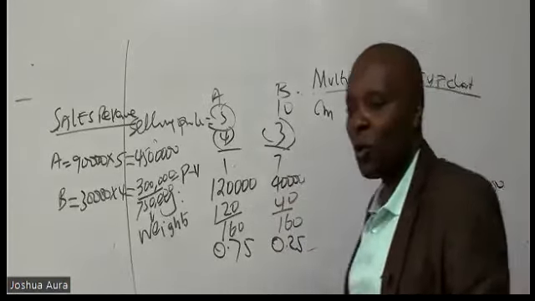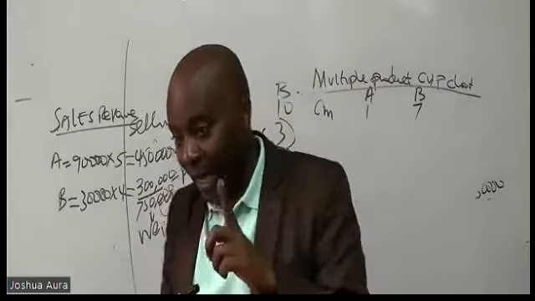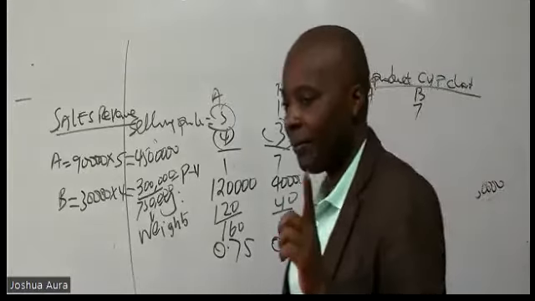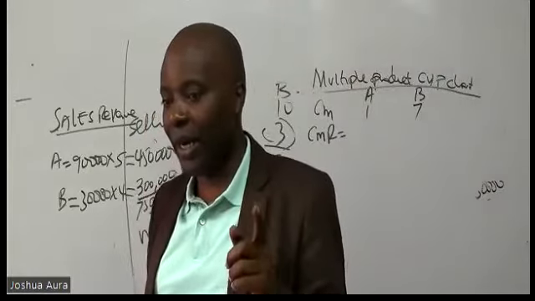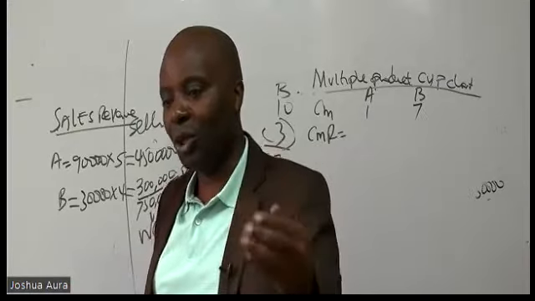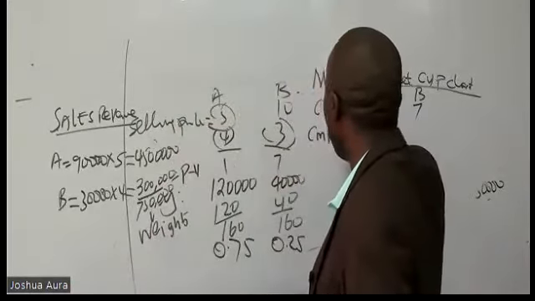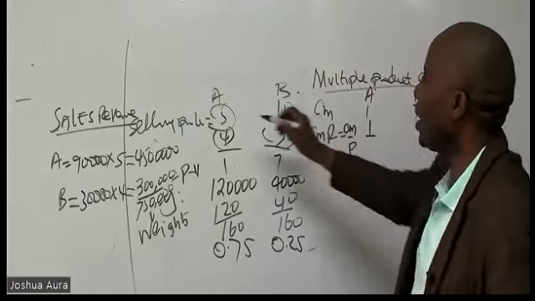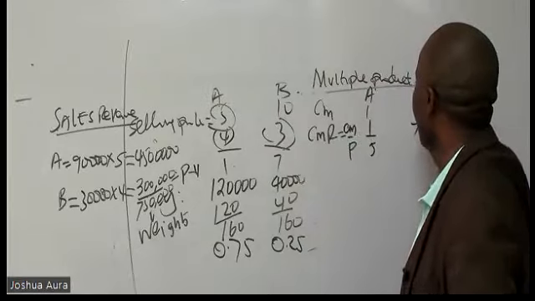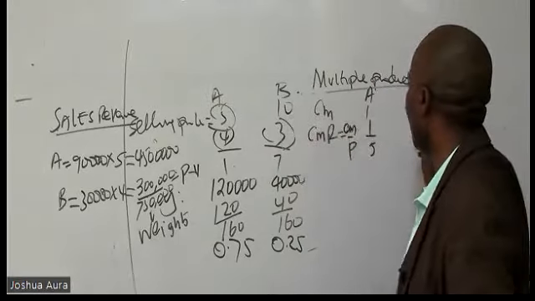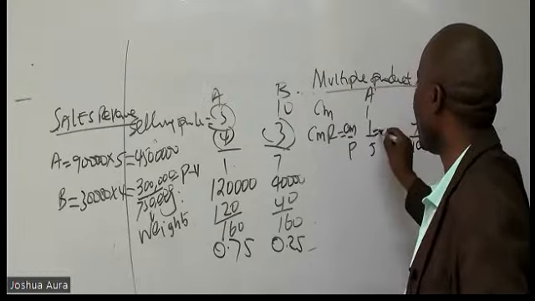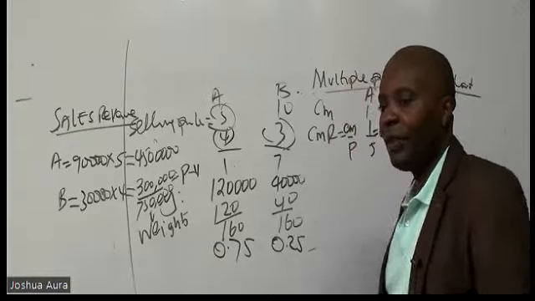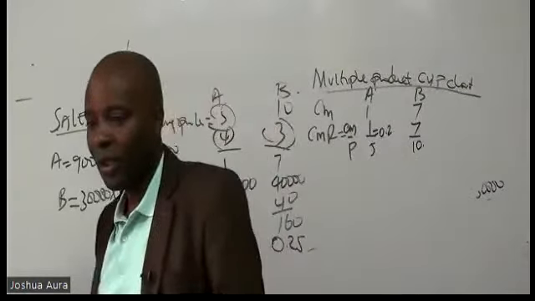And then step number 2, CMR. So come and give us CMR. Do you remember the formula for getting CMR? It is contribution margin over price, right? So this one here will be 1 over the selling price, that is 5. This will be 7 over the selling price, which is 10. So could you kindly give me these decimals? I think the first one should be 0.2.